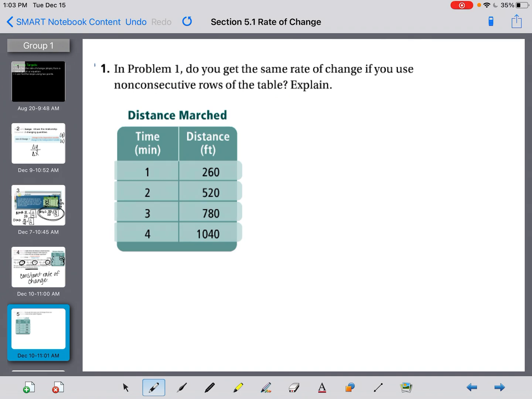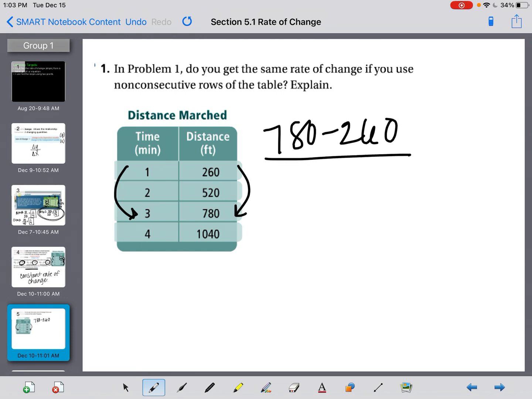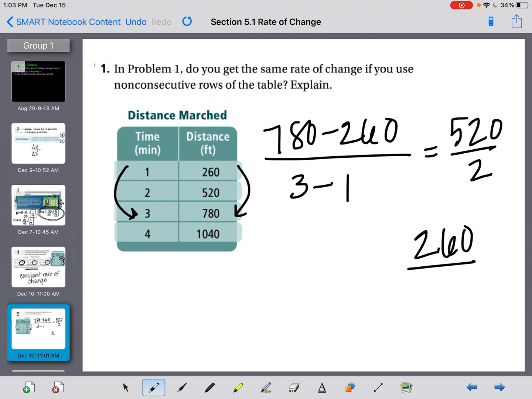All right, this first problem, they're asking you if you get the same rate of change if you use non-consecutive rows of the table. Okay, non-consecutive just means not in a row. So instead of going from the first one to the second one, we're going to try going from the first one to the third one. I'm still going to look for my difference. So I'm going to do 780 minus 260, and then 3 minus 1. And that's going to give me 520 over 2. If I simplify that, that's going to give me 260 over 1.